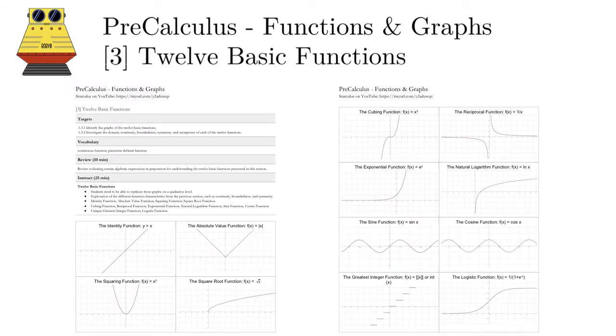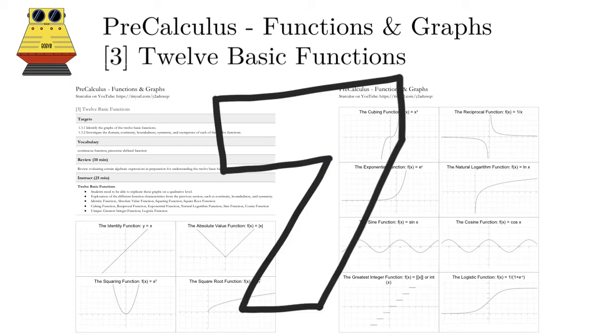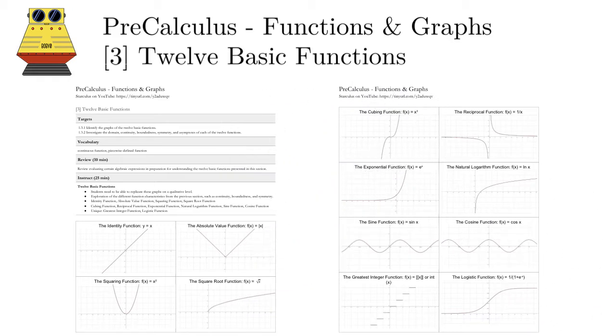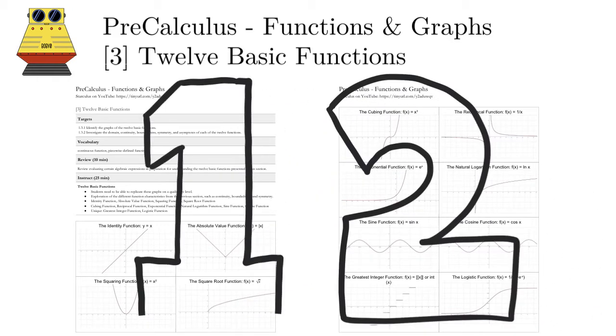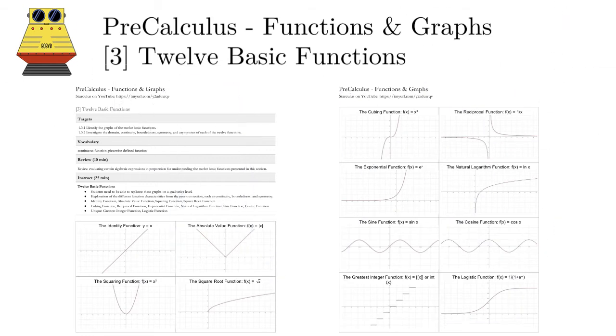This is PreCalculus, Functions and Graphs. I'm Mr. Stark. We're on topic 3 of this unit, but this is the 7th lesson, which is titled 12 Basic Functions. And guess what? We'll be looking at 12 basic functions. But not just looking, we'll be analyzing the graphs and making a note of the properties that we learned in topic 2. You can follow along using these 2 documents.